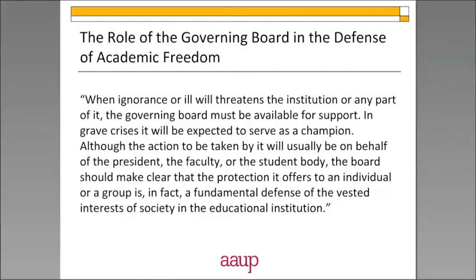This is a quote from our statement on government of colleges and universities that outlines the role of the governing board, particularly in defense of academic freedom. It says that when ignorance or ill will threatens the institution or any part of it, the governing board must be available for support. In grave crises, it will be expected to serve as a champion, although the action to be taken by it will usually be on behalf of the president, the faculty, or the student body. The board should make clear that the protection it offers to an individual or a group is in fact a fundamental defense of the vested interests of society in the educational institution.